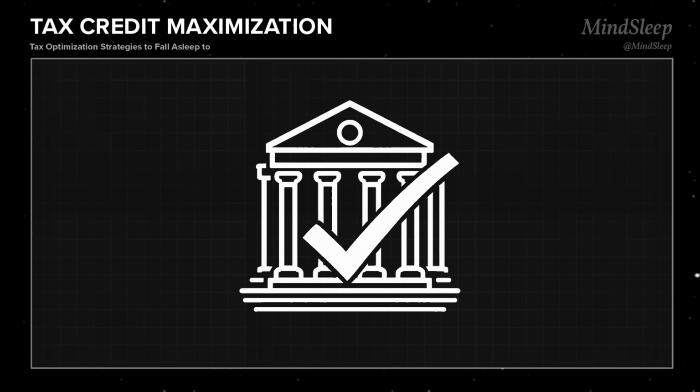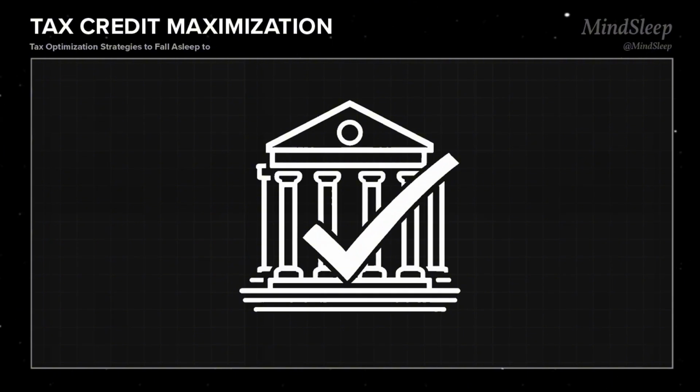Another area ripe for optimization is energy-related credits. Both individuals and businesses can benefit from credits for solar installations, energy-efficient home improvements, or electric vehicle purchases. These credits not only reduce tax liability, but also align financial interests with environmental sustainability. However, these credits often have phase-out periods or caps, making timing a critical factor in maximization strategies.